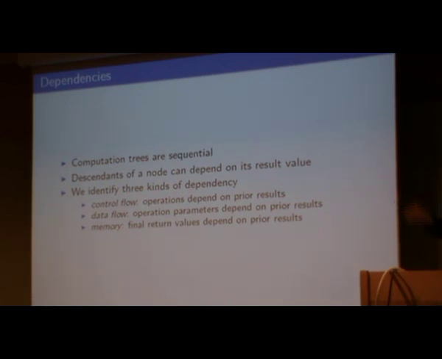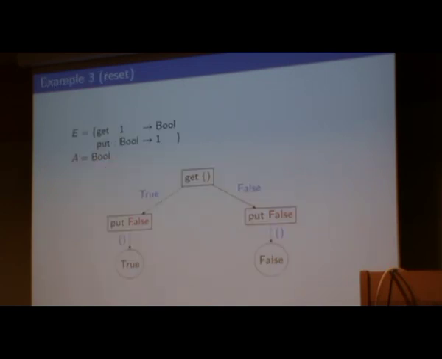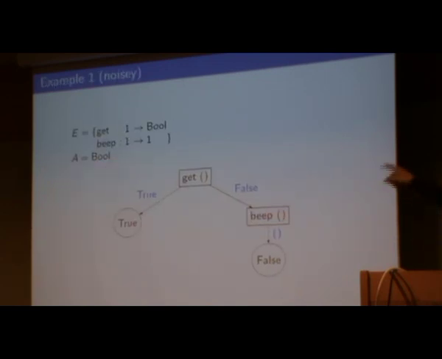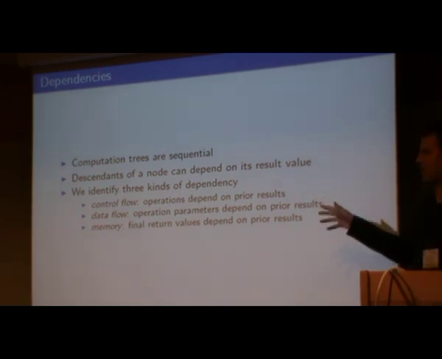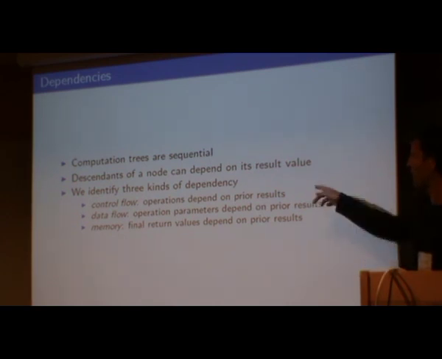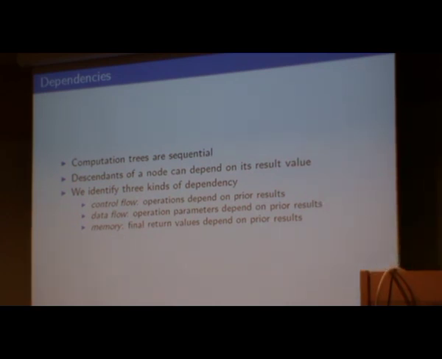The descendants of a node in general can depend on the result value you get. So that's clear in this case. The left branch after the get is a different shape to the right branch. And we identify three different kinds of dependencies. The control flow dependency says that the actual operations that get performed can depend on previous results. A data flow dependency is where the parameters depend on the prior results.